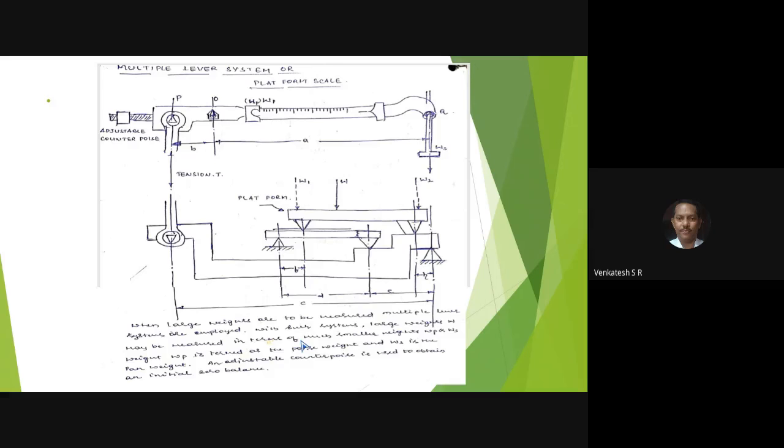List the applications. All of you mark it, very, very important. This time, 100% guarantee you have this question in the examination. That is in the first portion of the fifth module. You have two questions in the fifth module. The first question in the fifth module is multiple lever system or platform scale.